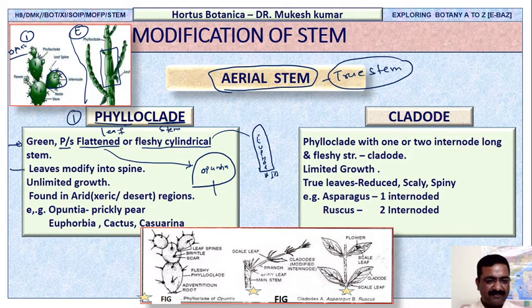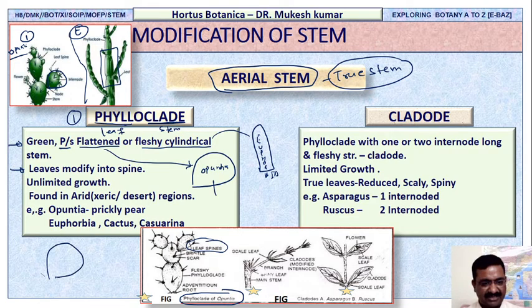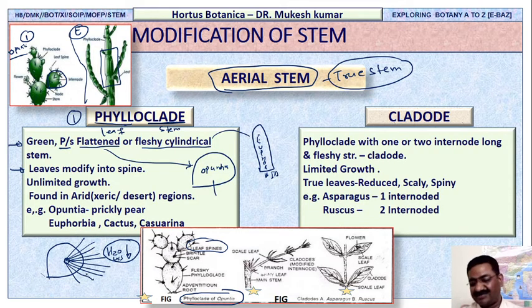Now the second point: the leaf modifies into a spine. Yes, you find here, this is a very good example of Opuntia phylloclade. You are finding how these leaf spines are there. In fact, this is the structure, and you will find this very node which bears the leaf, but due to water loss, they don't want to lose water, so they have made their leaf a very spiny structure. And the purpose of this adaptation is to reduce the water loss. Okay, reduce the water loss. That's why it is, you can say, an adapted structure.